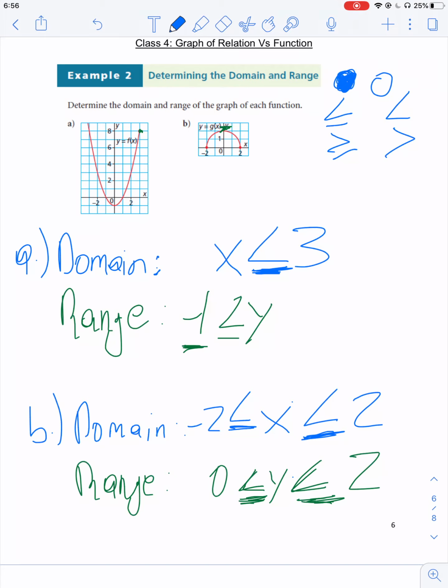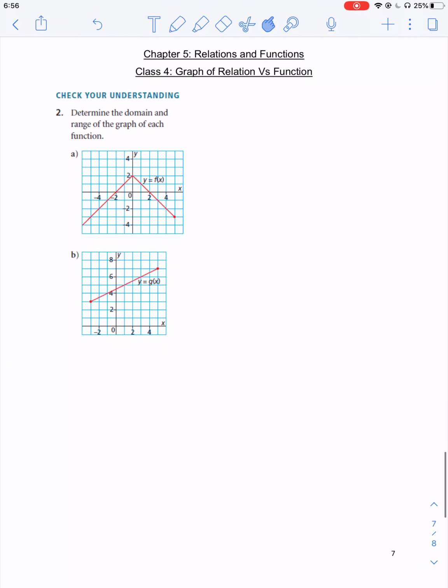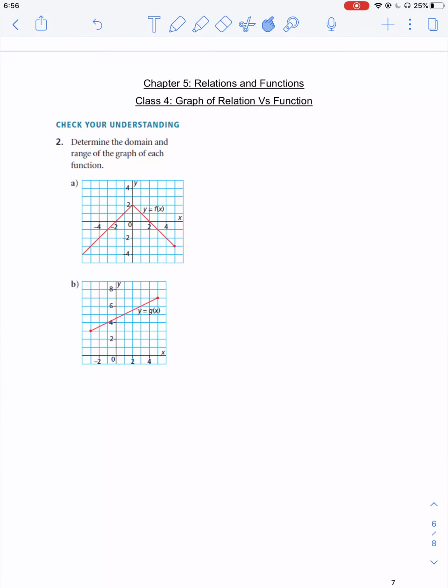I hope the domain and range is making sense. If not, let me know. Send me an email, and then I can maybe do more questions or something like that. Here I want you to practice domain and range. Pause the video, please do this. This is the last thing that you're going to do today. Then you will have your homework. Please practice this. I'm going to continue.